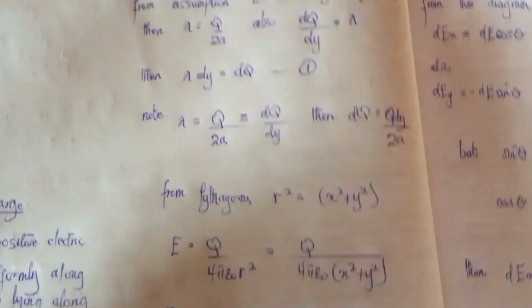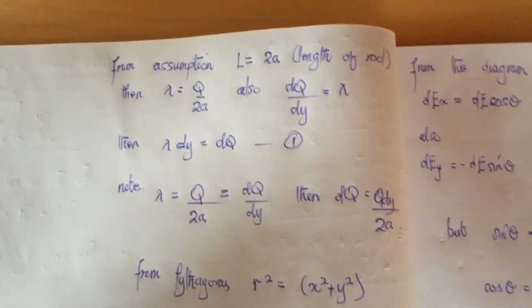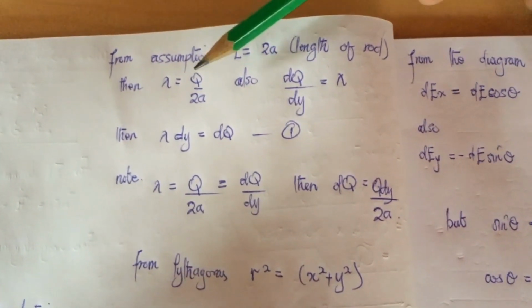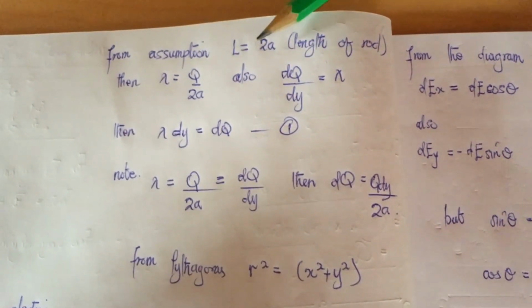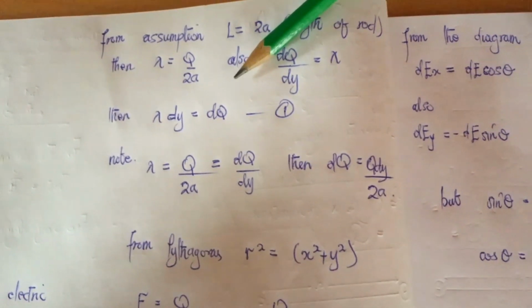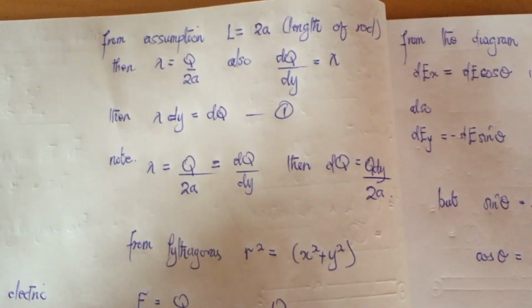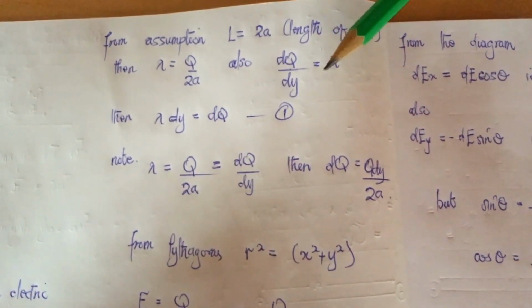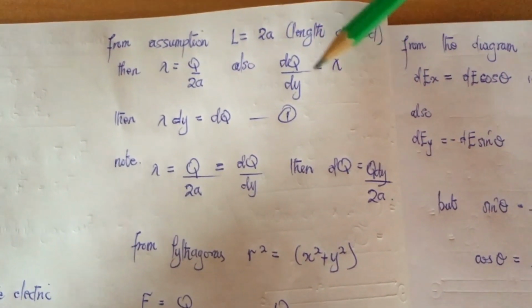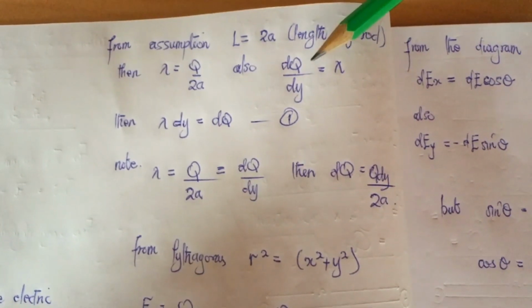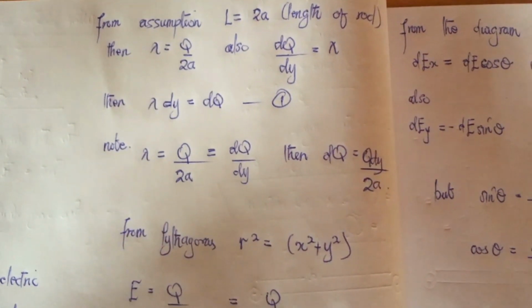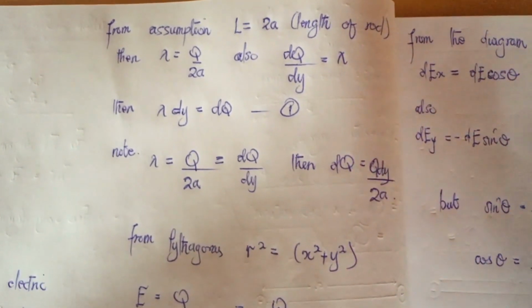So now let's move on. From the assumption, our L is equal to 2a, the length of the rod. Then our lambda is equal to Q over 2a. But also, the linear density is equal to the change in charge over the change in y, which is along the y-axis. So these are the two formulas for lambda.